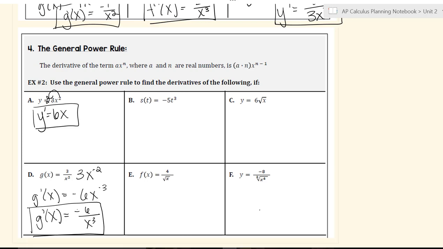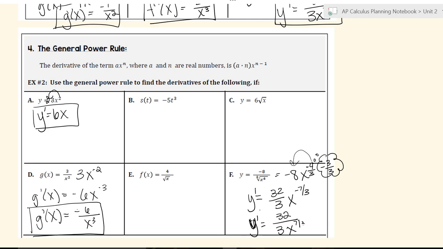Let's look at F because it looks a little tricky. I'm going to rewrite this as negative 8x to the negative 4/3. Same thing, that negative 4/3 gets multiplied by that negative 8. So y prime equals, that's going to be 32/3. Negative times a negative is positive. This is going to be x to the, remember we need to subtract 1, so I'm going to do minus 3 over 3. And then when I do that, I get a negative 7/3. So when I rewrite that with positive exponents, I get y prime equals 32 over 3, x to the 7/3.